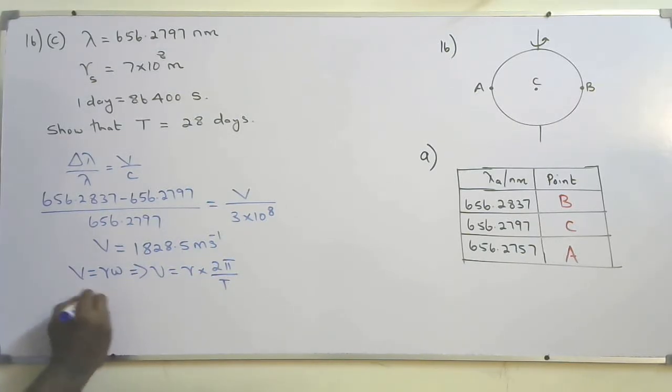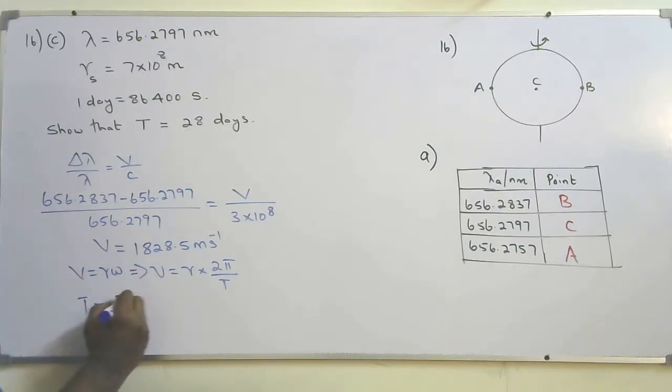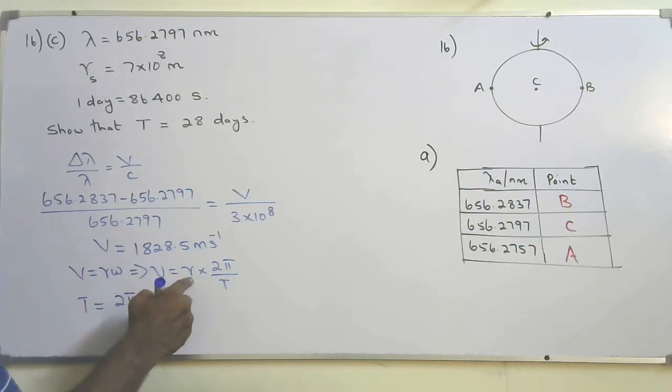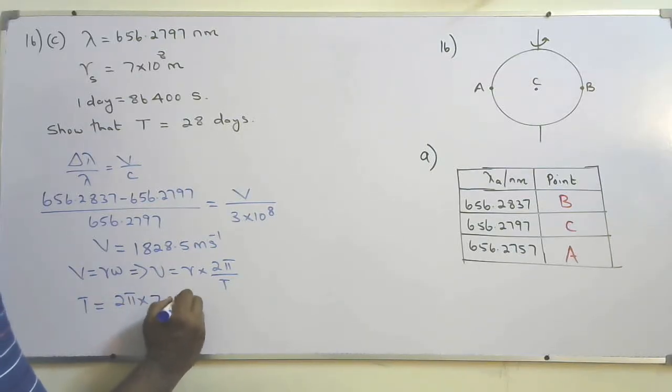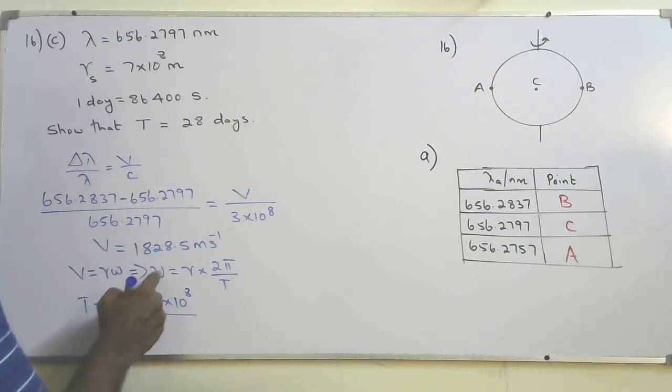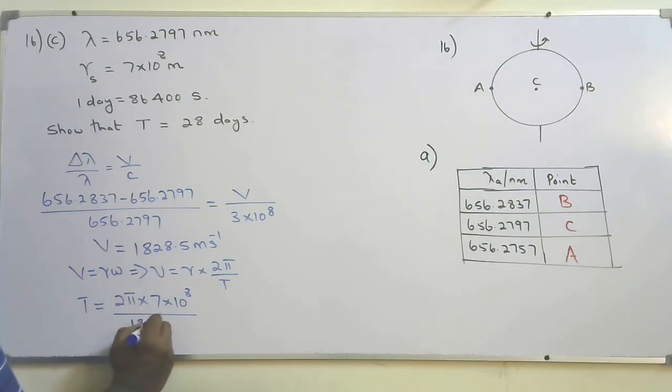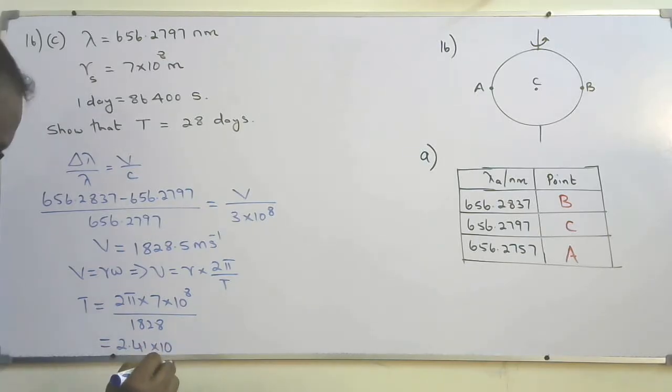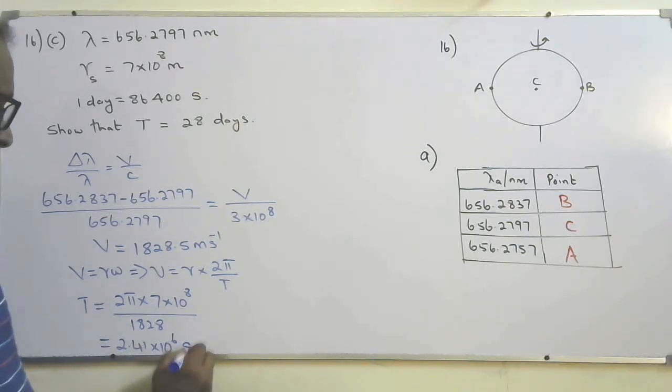So find the time period. The time period will be 2 pi into the radius given. The radius of the sun is 7 into 10 to the power 8, over the speed 1828. So in seconds that will be 2.41 into 10 to the power 6 seconds.